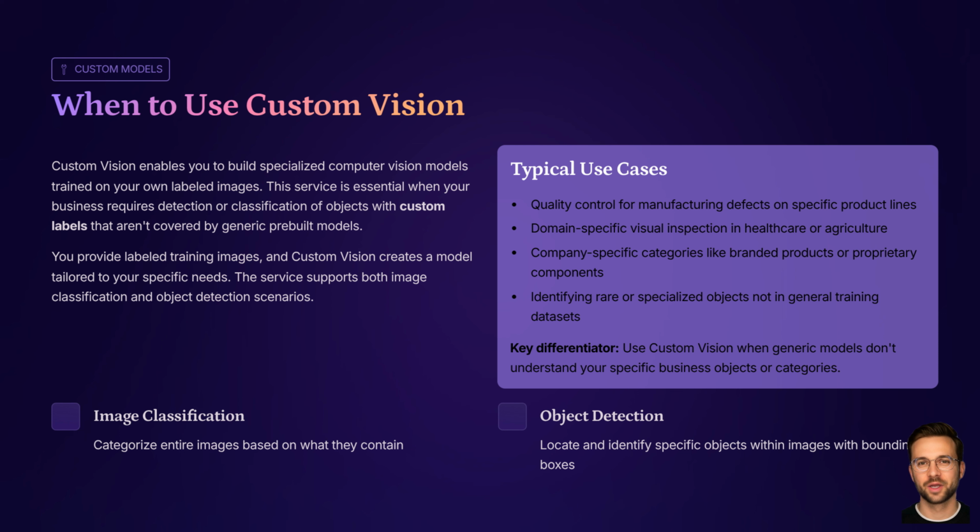On the exam, look for hints like: we need to classify images into categories that are specific to our business. We have our own labeled images for a custom problem. We want to detect custom objects in photos or video frames. Those descriptions typically point to custom vision rather than the generic Azure AI Vision service.